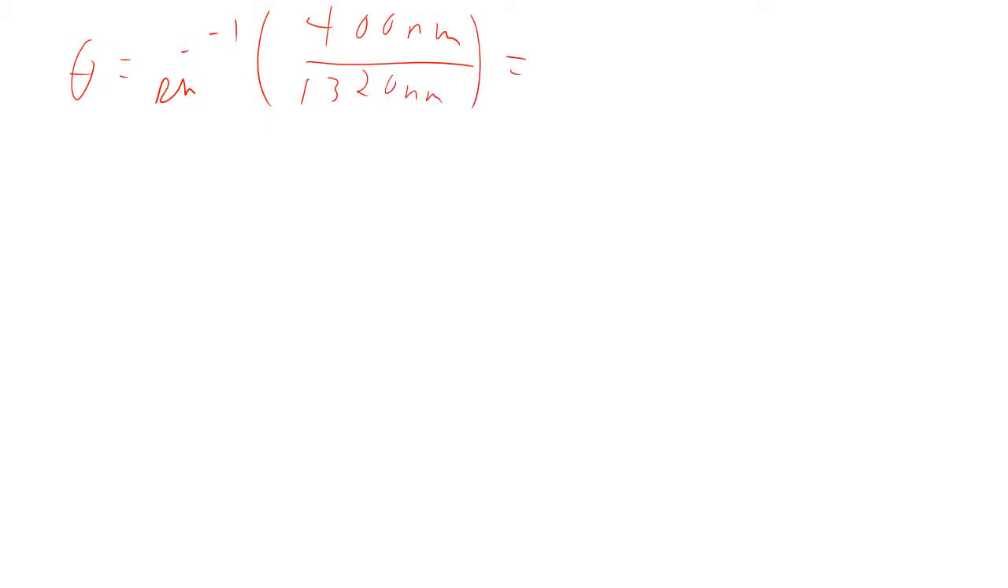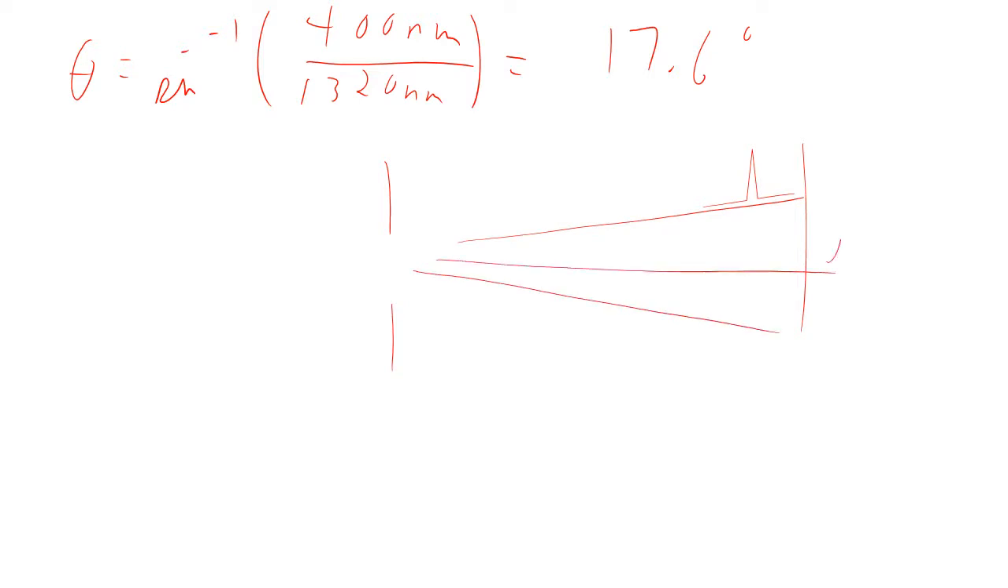So what does that give us? We plug it in the calculator, and we get that that is 17.6 degrees. So the light shining through here, the angle from the center, goes out 17.6 degrees on either side. Now that's for violet light.